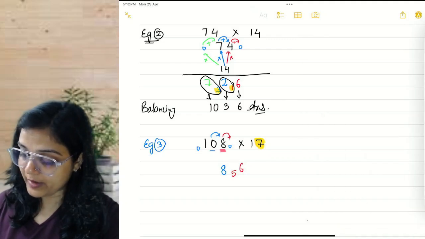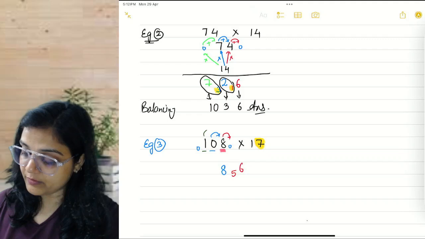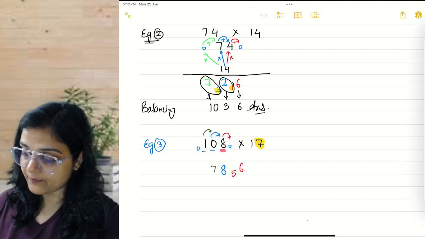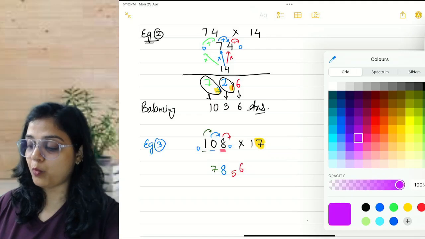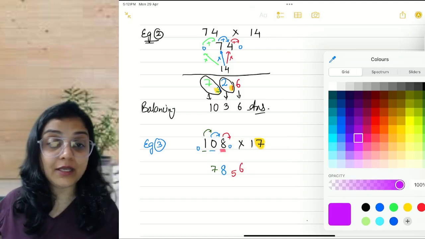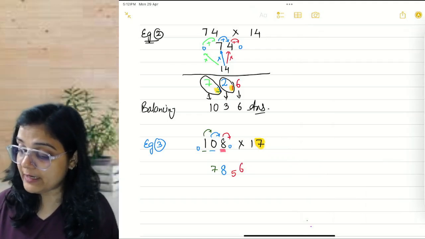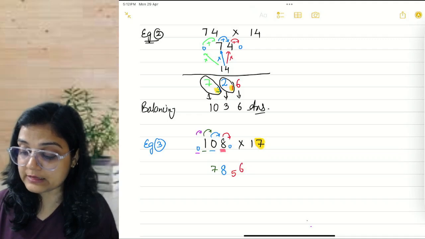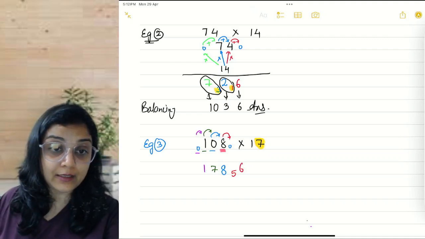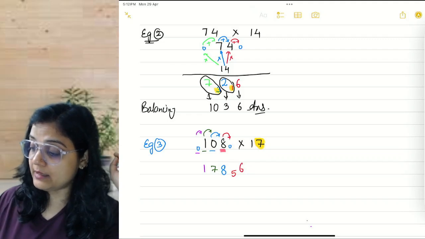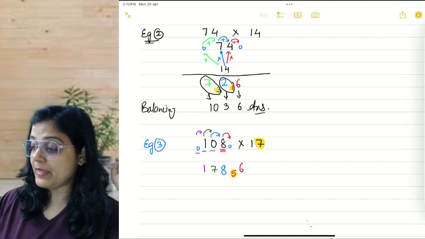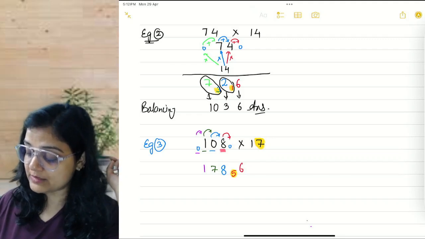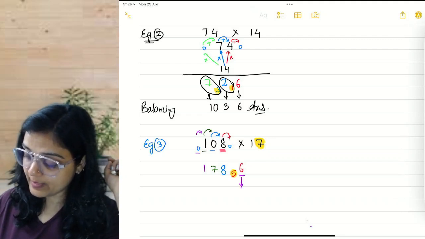So 7 into 1 is 7, 7 plus 0 is 7, and then I am again changing the color because I want you to see with wonderful beautiful colors. There are so many colors in this world. Okay, then 7 into 0 is 0, and then 0 added to 1 is 1. So this time we have just one carry. So this carry is what? This carry is 5 this time. So we'll take care of this carry, and our final answer will be 6 as it is.